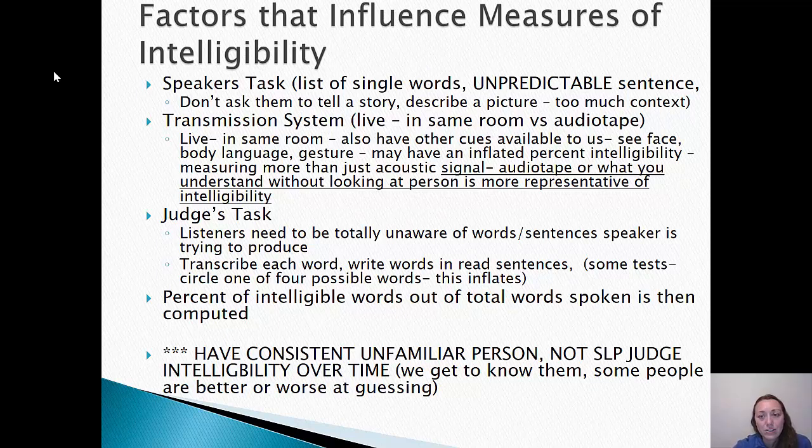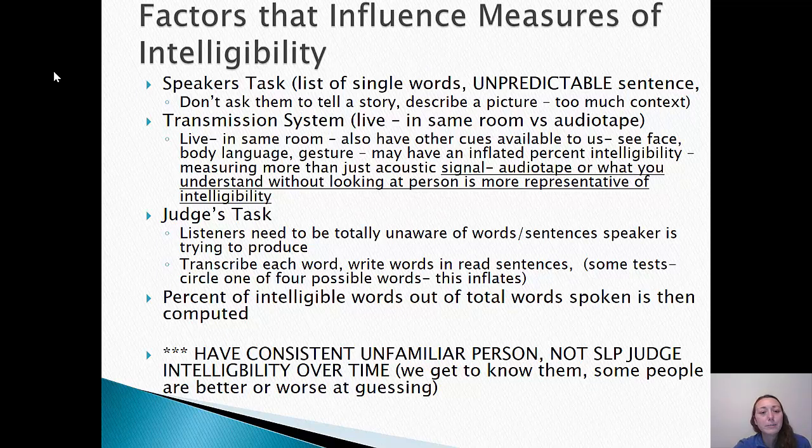So if you're live in the room with the patient, we have to be mindful that looking at their face, body language, and gestures may inflate the percentage. So think about only listening to that auditory signal if it's an audio tape. But again, there's going to be a lot of other variables that happen. And then consider who's judging the task. Even if we're using unpredictable sentences, etc., we as speech pathologists intuitively are going to put those pieces together. So just be careful.